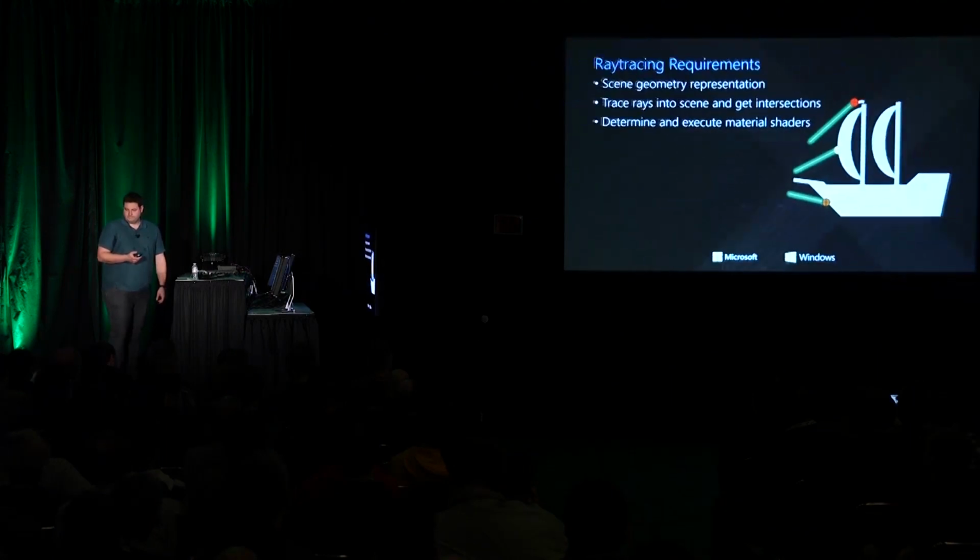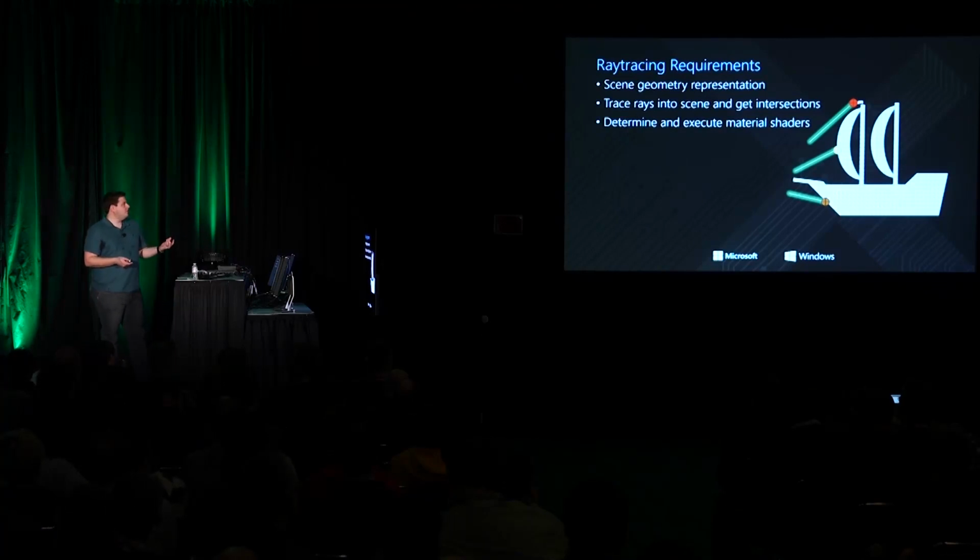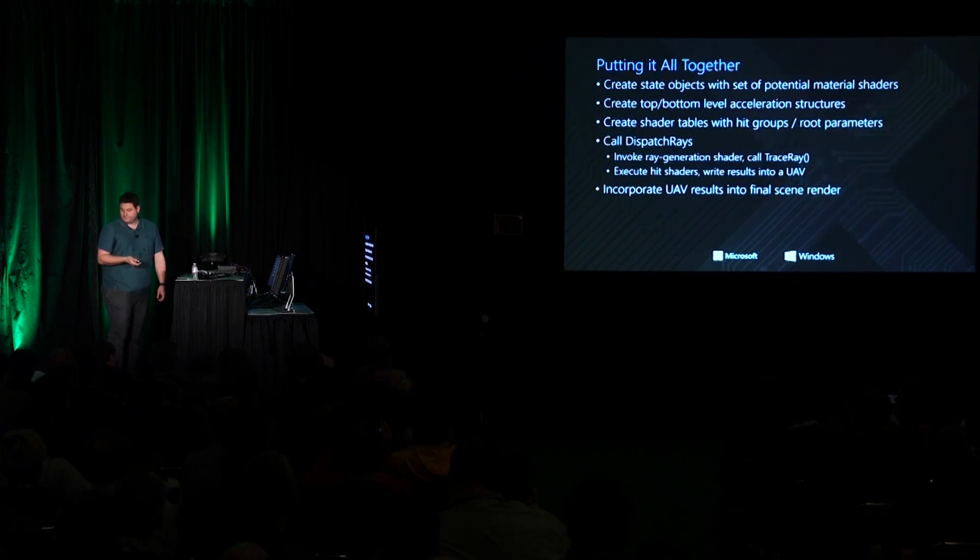So we've gone over all the various pieces of how DXR solves problems with ray tracing. We have a scene geometry representation through acceleration structures. We can trace rays into the scene and get the intersections through dispatch rays and the trace ray intrinsic. And we can determine and execute material shaders using shader tables and state objects. So putting it all together, just in summary, this is how you use DXR at a 10,000 kilometer level.